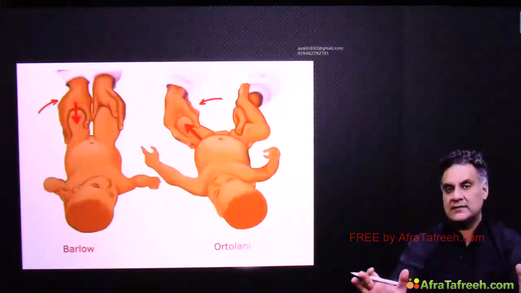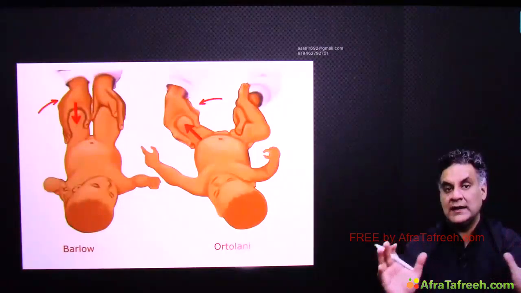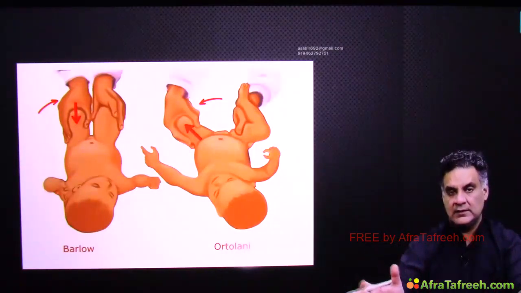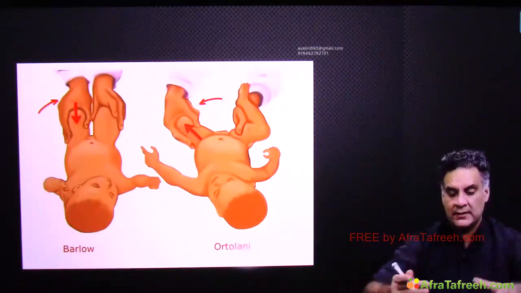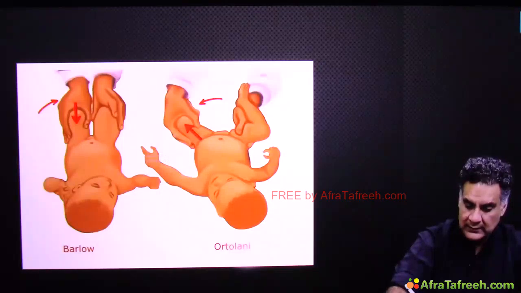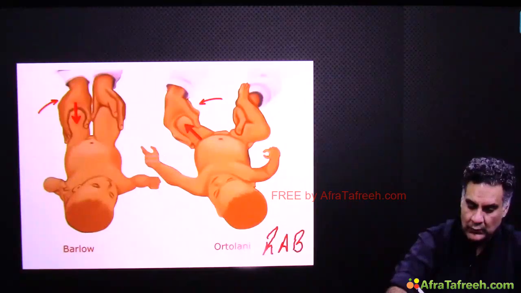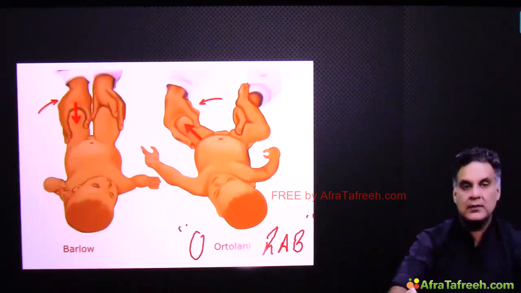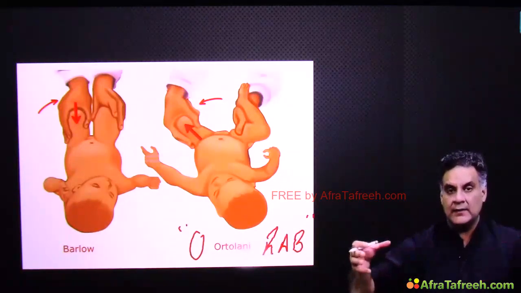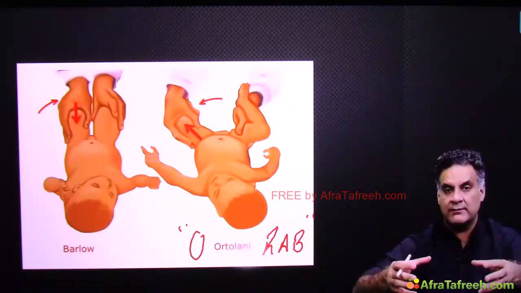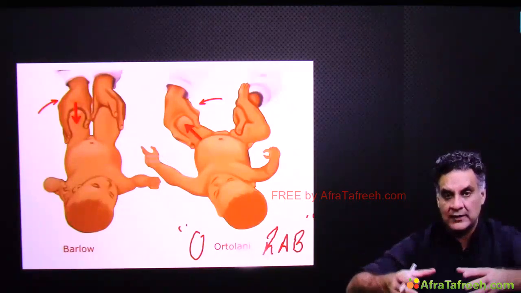The classical test, Ortolani, means when you abduct, the head comes into the acetabulum, it gets reduced. Reduction on abduction. O rub. Ortolani, hip ko andar lana, means reduction of the hip. Thigh goes out, but the head goes in.